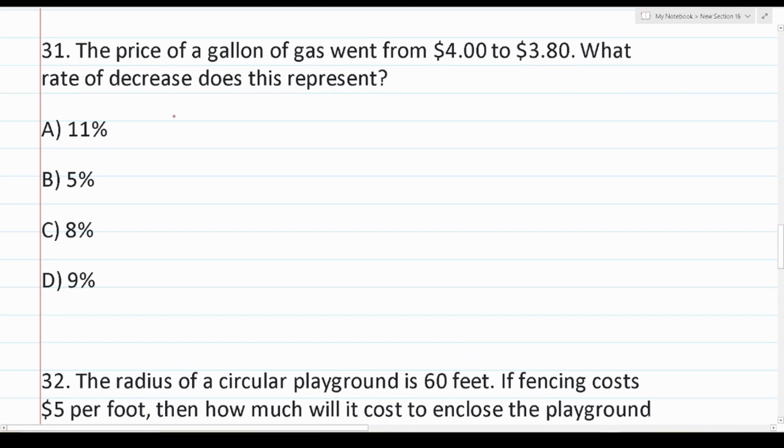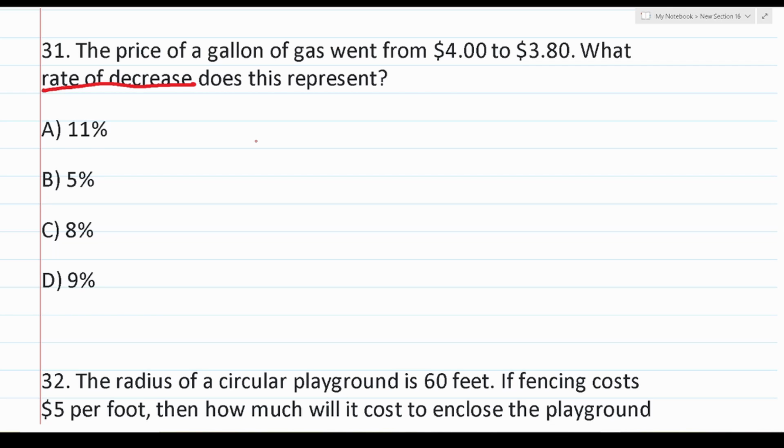Right, number 31 says, the price of a gallon of gas went from $4 to $3.80. What rate of decrease does this represent? So on my channel, I made a video in regard to percent change. And percent change is synonymous with the rate of increase and the rate of decrease. In this case, we're talking about the rate of decrease. So that should be a clue that you're going to need the percent change formula to solve this one.